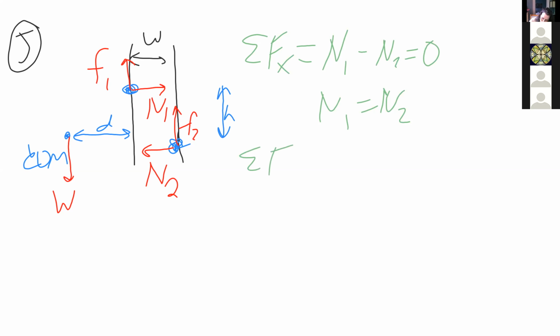Next up, we'll sum the forces in the y direction. Acting upward in the y direction, we have our force of friction 1 and force of friction 2, and acting downward is the weight. So that's F1 up plus F2 up minus the weight down, and those will be equal to 0. Rearranging, we have F1 plus F2 is equal to W. In other words, it's the two forces of friction that are supporting the weight.